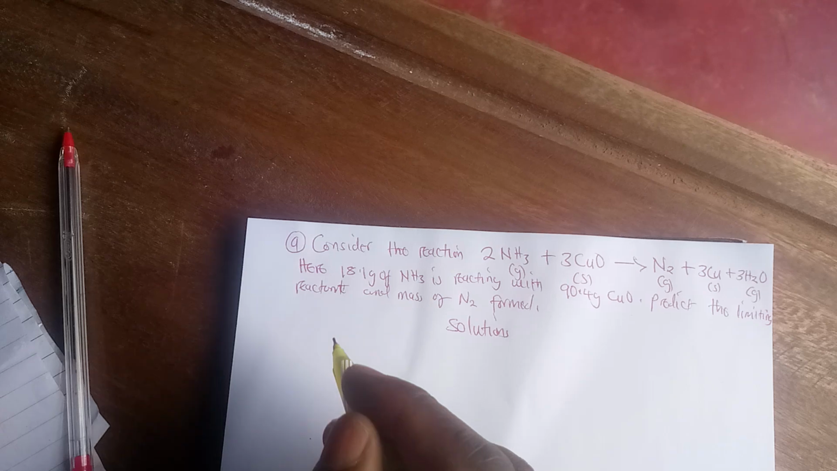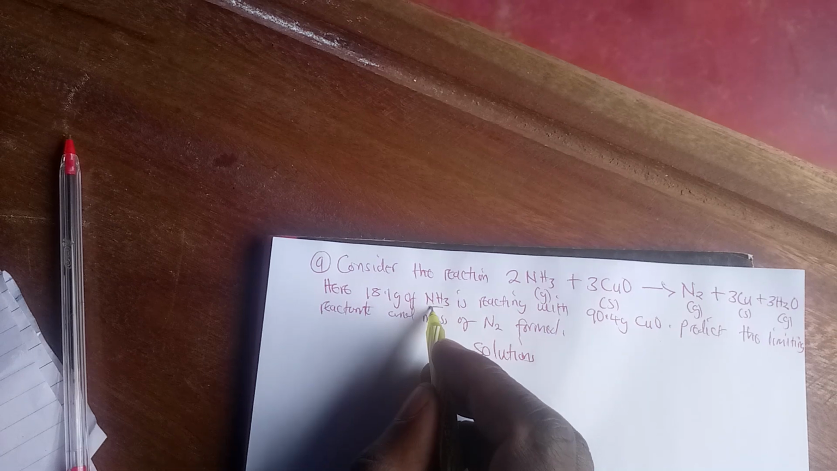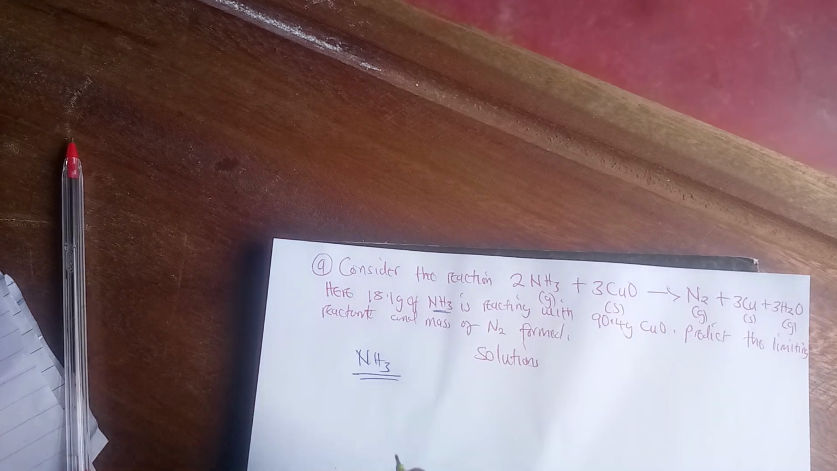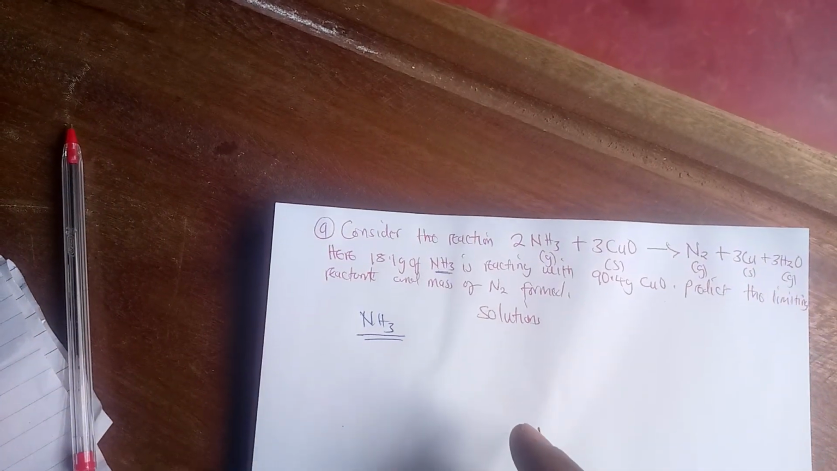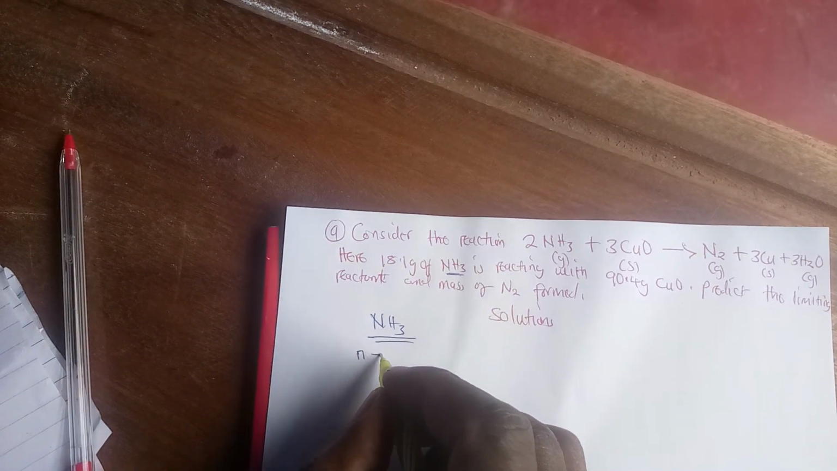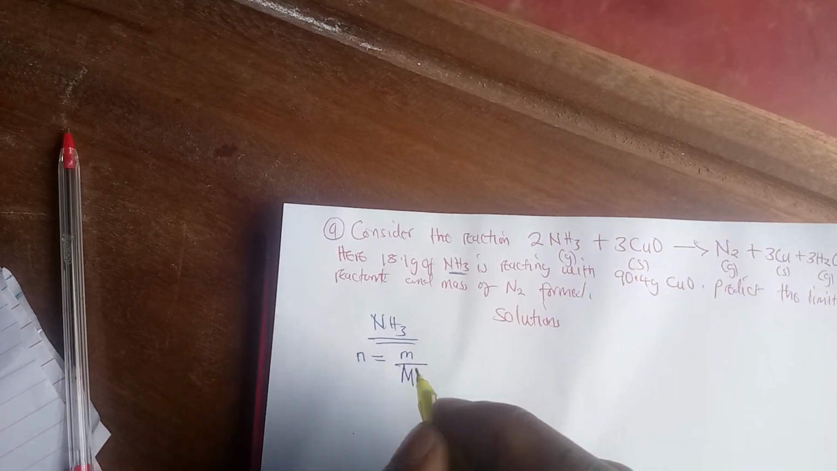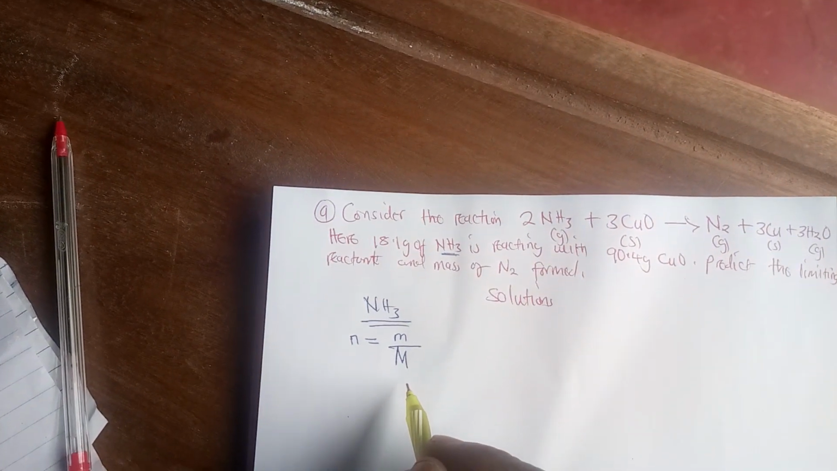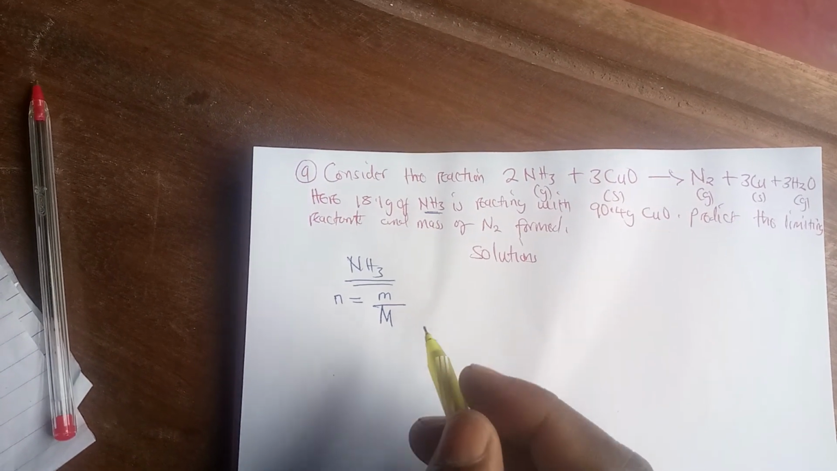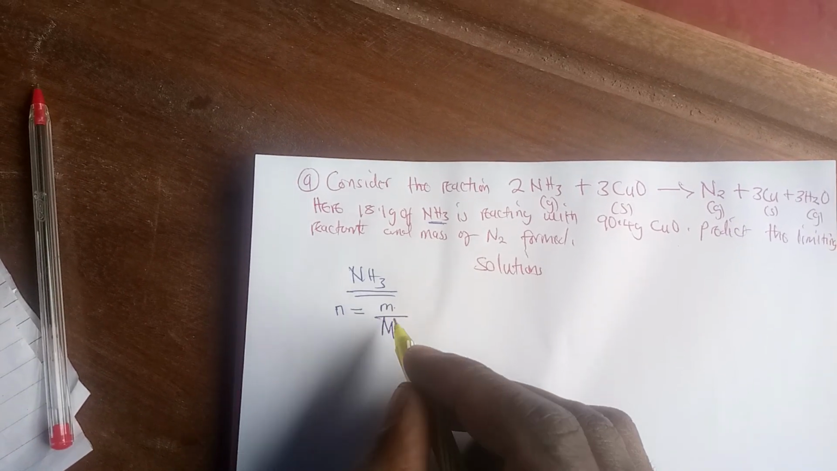So which formula do we use to calculate the number of moles? Okay, so we are calculating first for this, NH3. We use the formula: number of moles is equal to mass over molar mass. This is the formula that I even saw there in the document that you sent to me. So we are saying mass over molar mass.